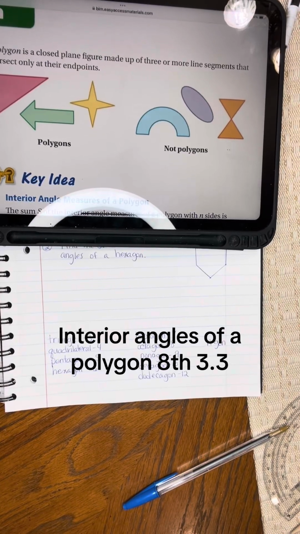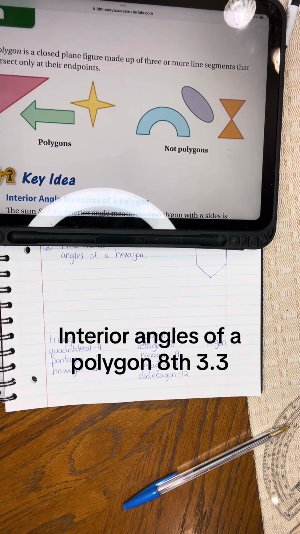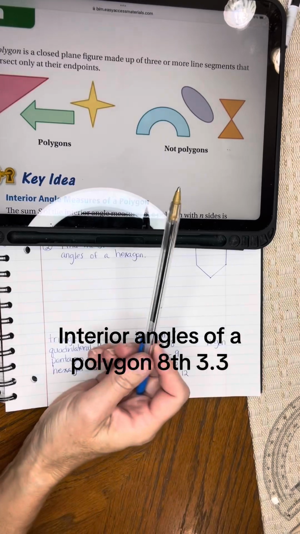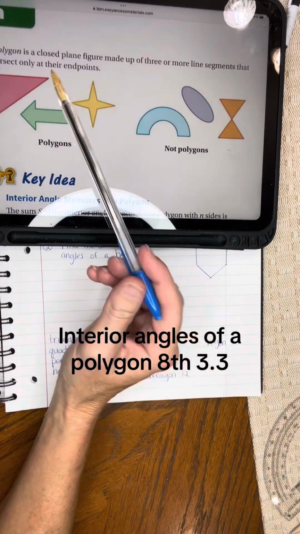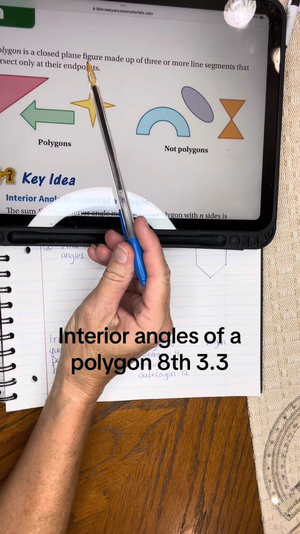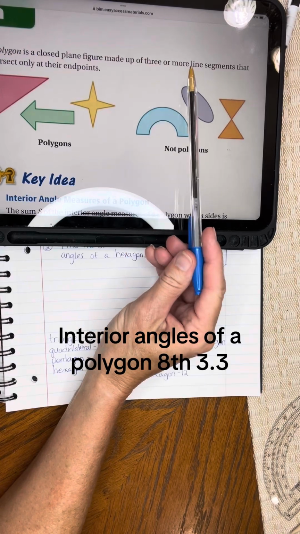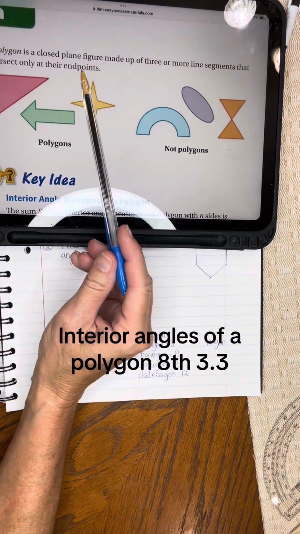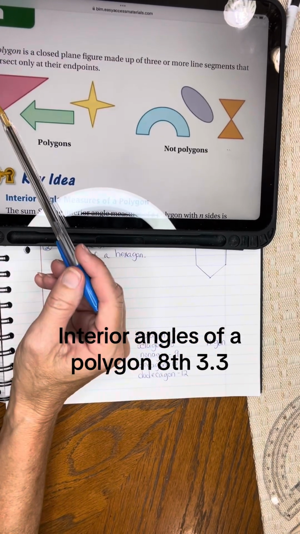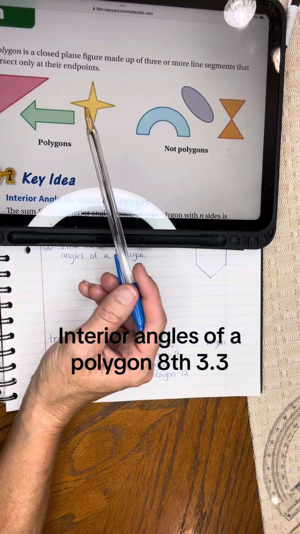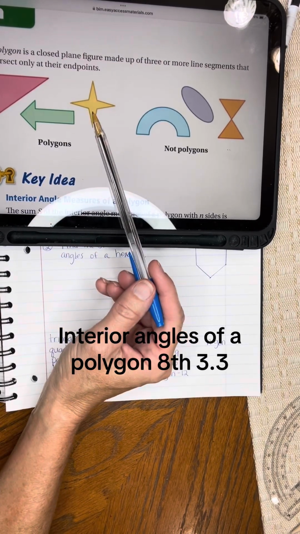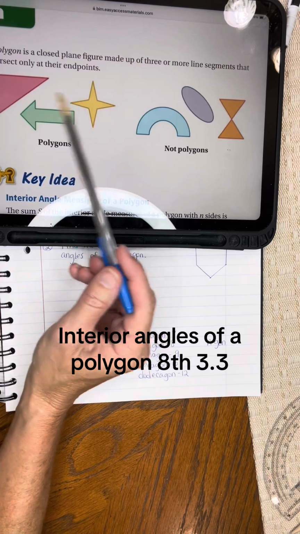Going to talk about the interior angles of a polygon. And first, let's talk about what a polygon is. It's a closed plane figure, and it's going to have 3 or more line segments that intersect only at their endpoints. So here's a triangle, here's an arrow, there's a whole bunch of different kinds we'll talk about in a few moments. But these are polygons.